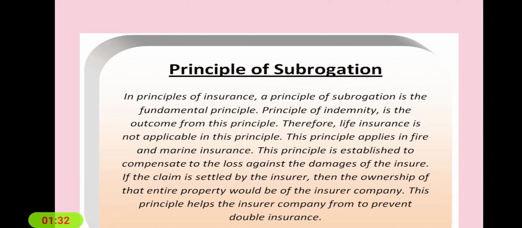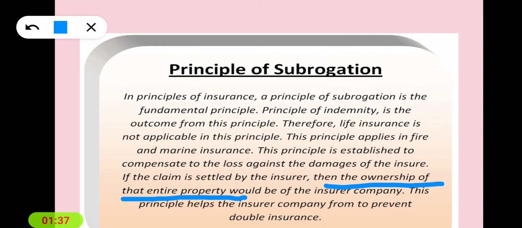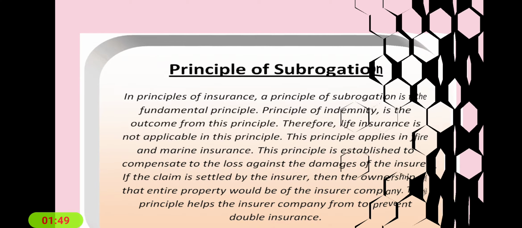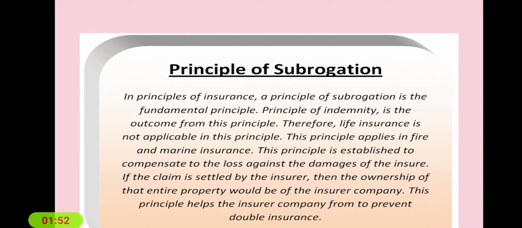If the claim is settled by the insurer, then the ownership of that entire property would be of the insurance company. This principle helps the insurance company to prevent double insurance. According to this principle, after paying the compensation, the insurer steps into the shoes of the insured. In other words, when the insured is compensated for the loss or damage to the property insured by him, the right of ownership of such property passes on to the insurer.